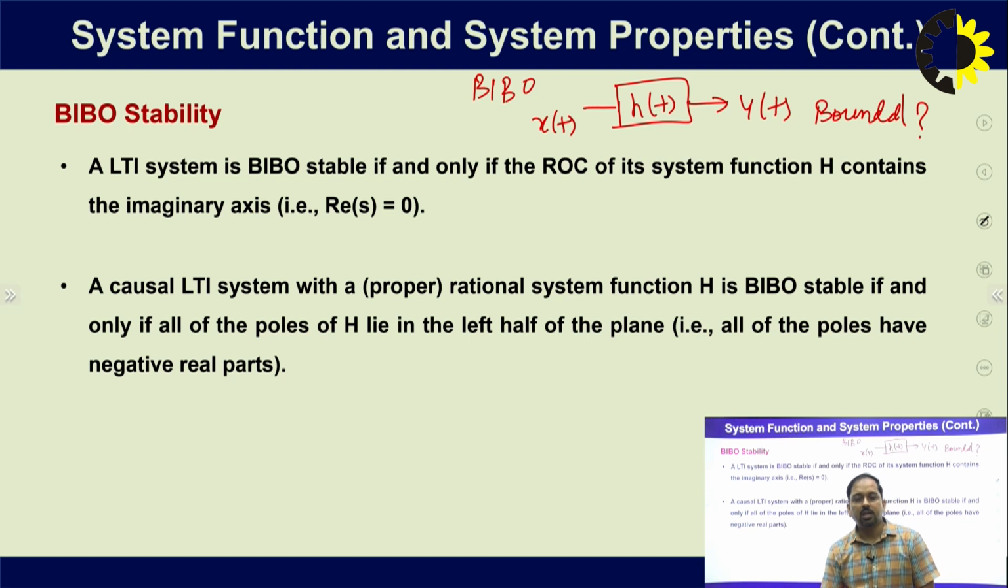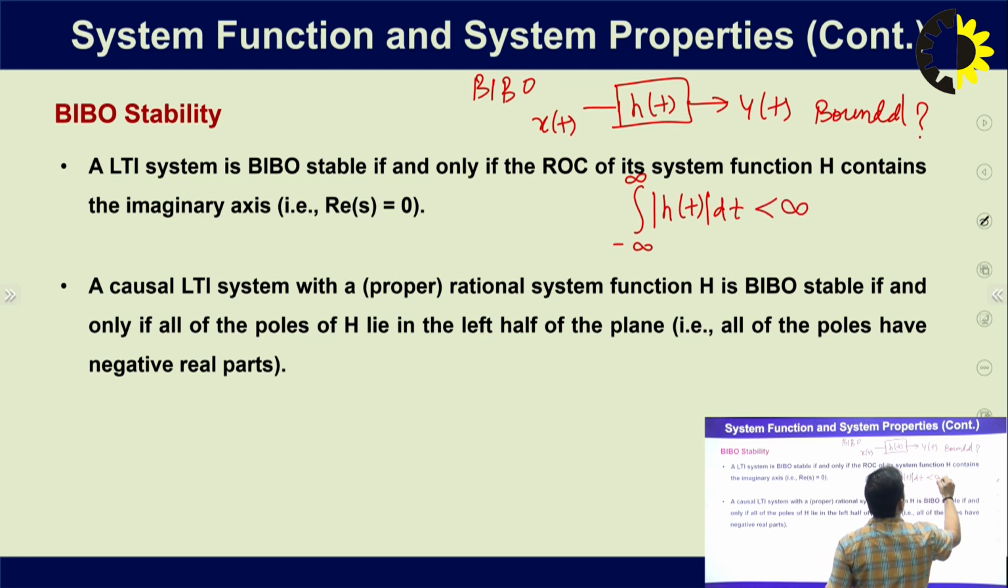And if we provide some bounded signal and we get an output which is unbounded, then the system has to be an unstable system. We must remember the condition in the time domain to check whether the LTI system is stable or not. The condition was that the impulse response h(t) must be absolutely integrable.